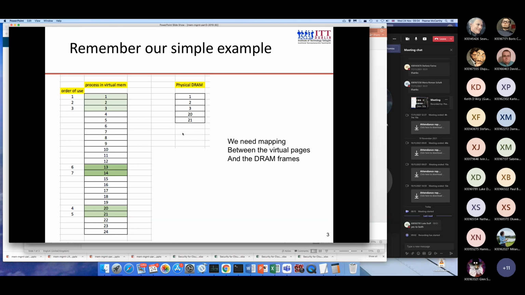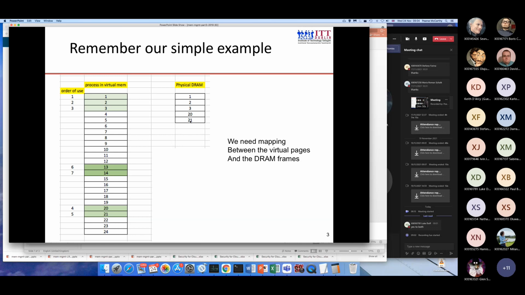Remember, I can't run any code unless it's in DRAM. I can't run code directly from here. This is as viewed in hard disk or whatever. So my problem is I have to bring 13 in here, so I have to get rid of one of these. So there are algorithms to decide which one I get rid of.